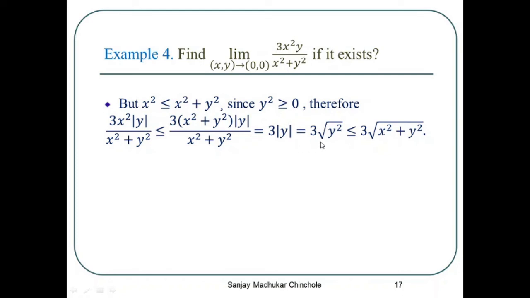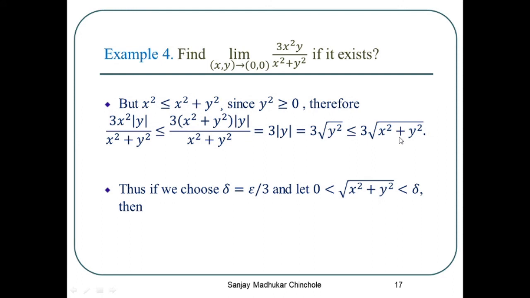But mod y is equal to the square root of y square, and it is less than or equal to again square root of x square plus y square. Therefore, what we get? 3x square mod y upon x square plus y square is less than or equal to 3 times under root of x square plus y square. Therefore, when we choose delta equal to epsilon by 3 and 0 less than root x square plus y square less than delta, what we get?